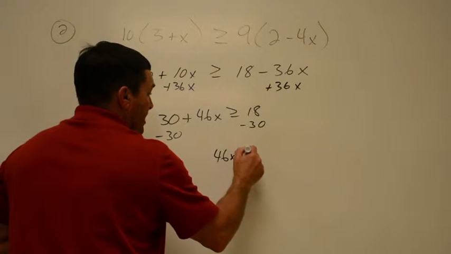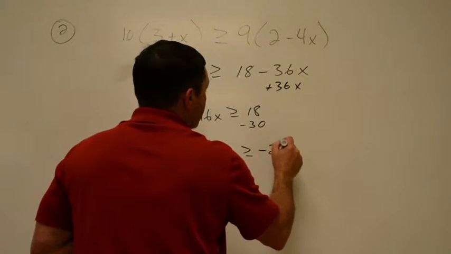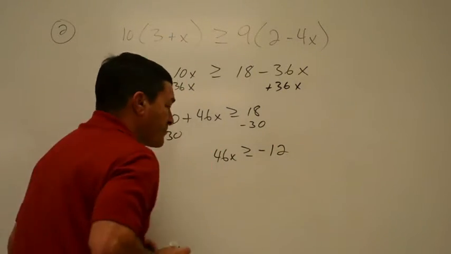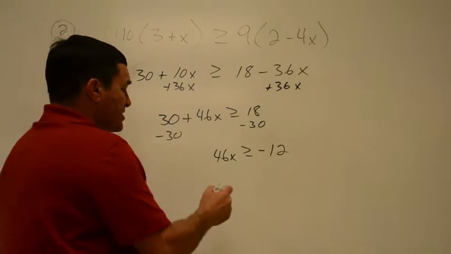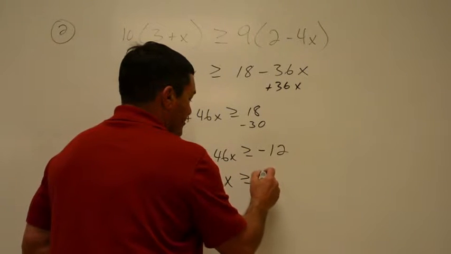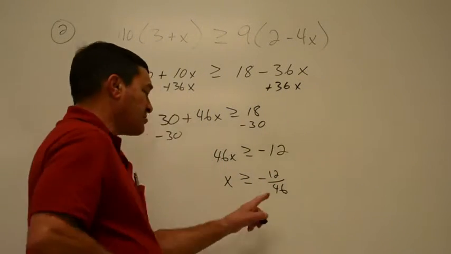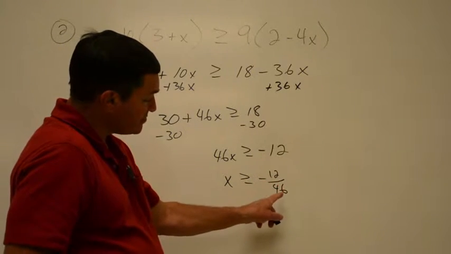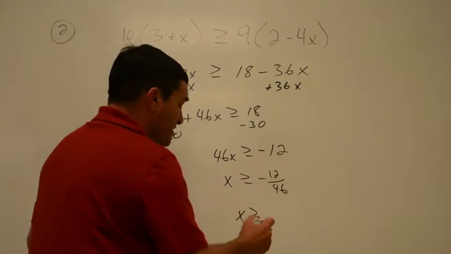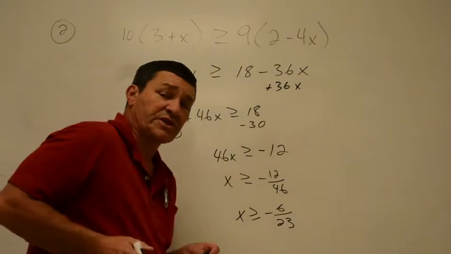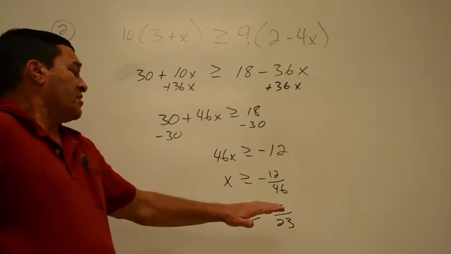And I get 46x is greater than or equal to negative 12. Divide both sides by 46. And simplify your fraction. 2 will go into each of those. You'd have x is greater than or equal to negative 6/23. It's not a pretty answer, but it's the answer.